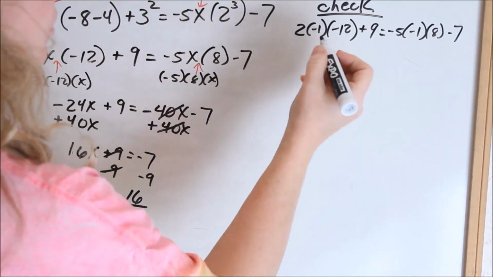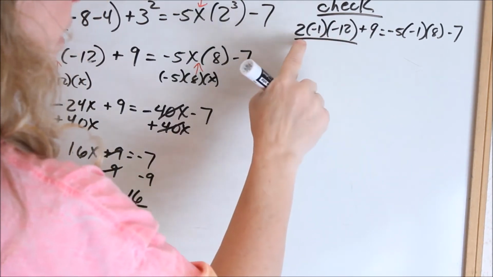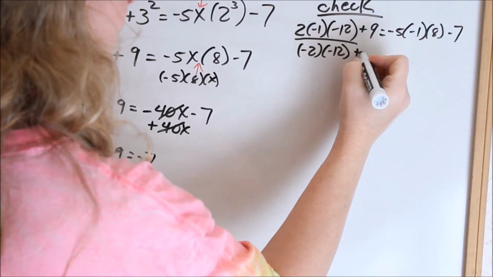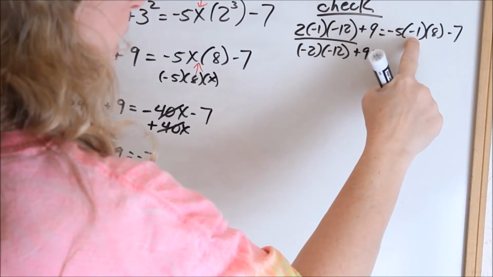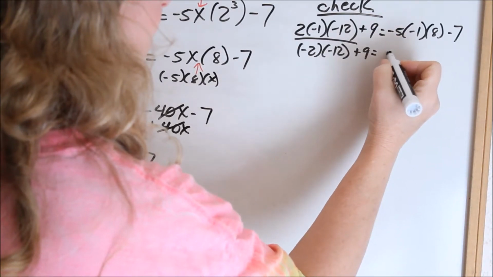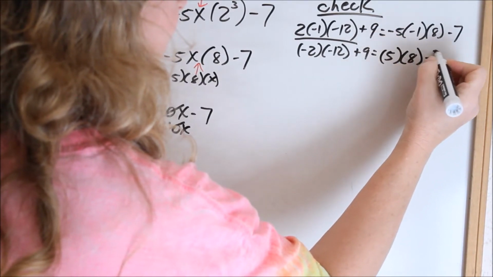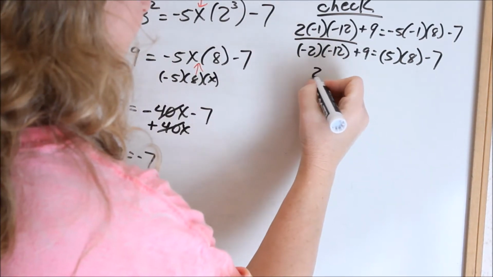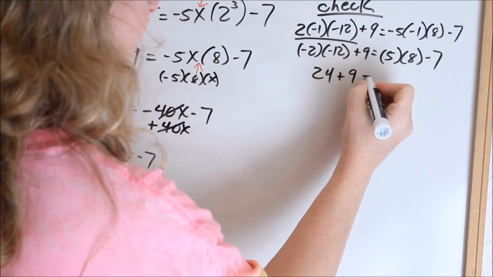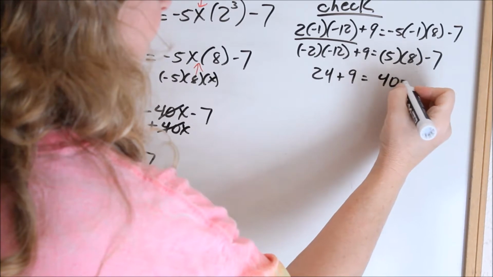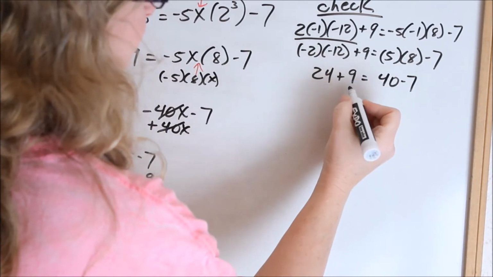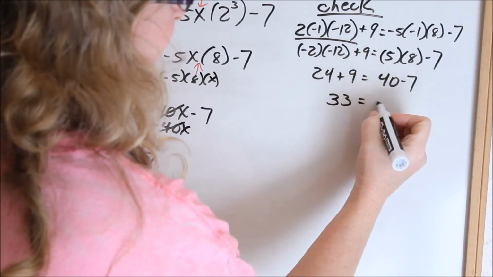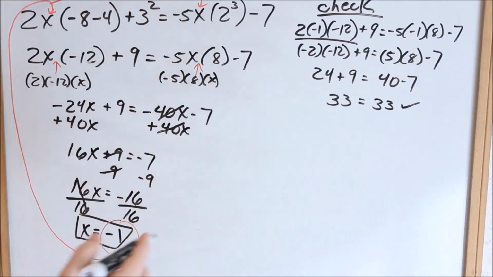PEMDAS says do multiplication before addition and subtraction, so I'm going to do all of that. 2 times negative 1 is a negative 2, still times my negative 12, plus 9. Negative 5 times a negative 1. A negative times a negative is a positive, so it would be a positive 5. I'm just going one step at a time. Negative 2 times negative 12. A negative times a negative is a positive, and that would be a positive 24 plus 9. 5 times 8, 40. 24 plus 9, 33. 40 minus 7, 33, and it checks.